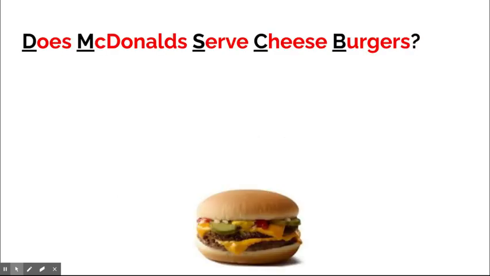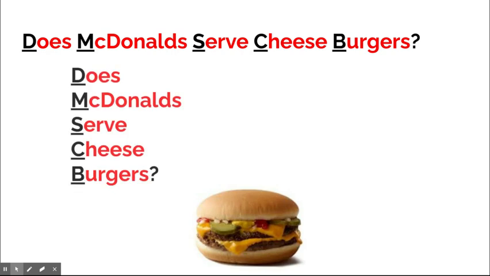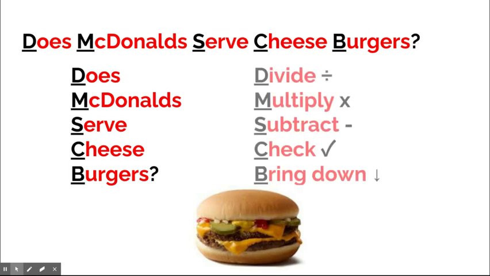So an easy way to think about division is to say, does McDonald's serve cheeseburgers? And the answer is yes. Well, how does that help you with division? It helps you remember the steps. When we're dividing, once we've set up our problem, the first step is to divide. Then we will multiply, subtract, check our answer, and bring down the next digit. And we are going to do some examples with this together.